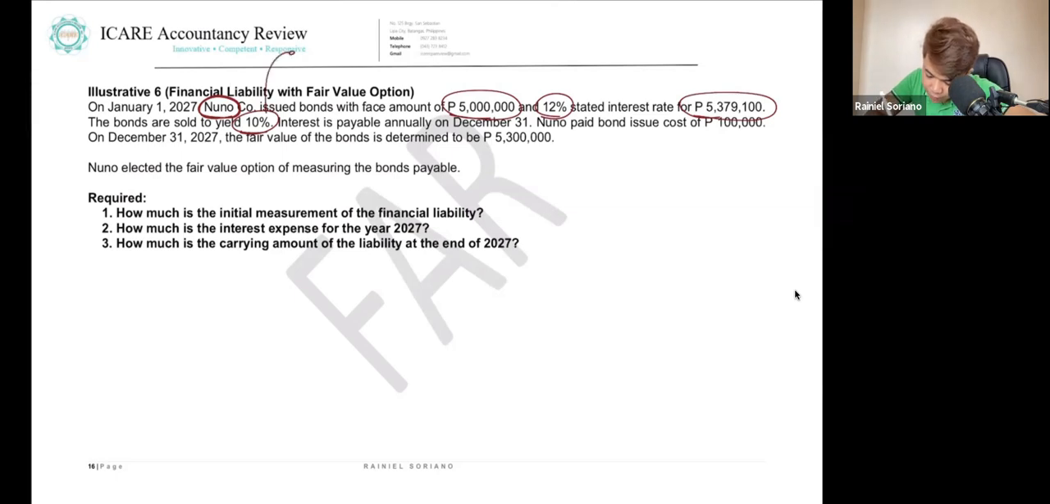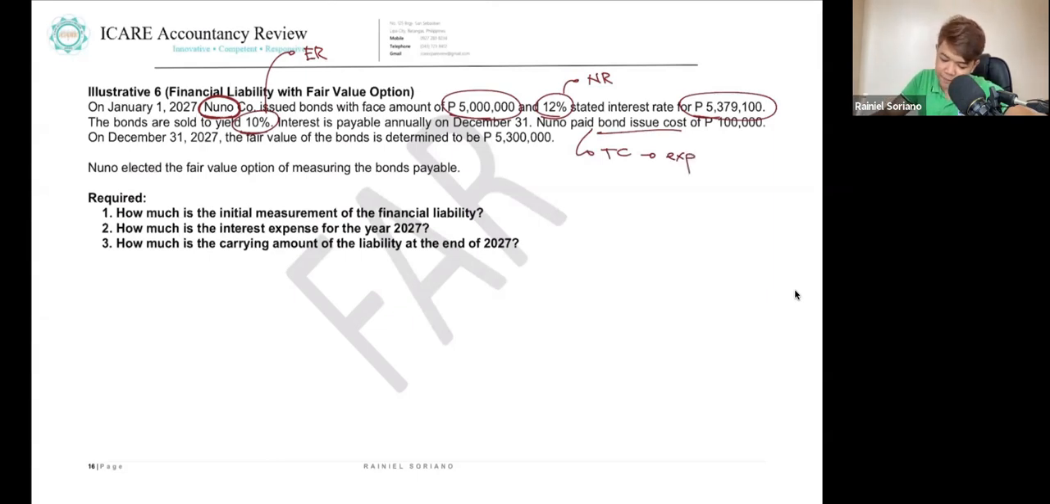So this 10% will be our effective rate. Itong 12% kasi yung ating nominal rate. Interest is payable annually on December 31. Then Nuno paid bond issue cost. Itong bond issue cost na yan, yan din po yung transaction cost. And once again, ine-expense po natin yan.